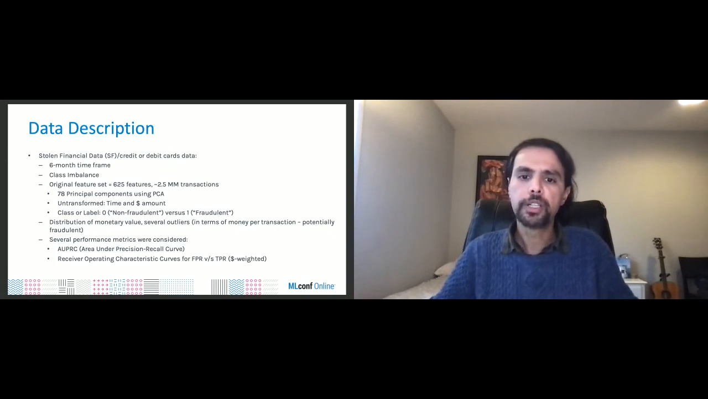And then we computed several performance measures, mostly AUPRC, the area under the precision-recall curve, and the receiver operating characteristic curve, which was dollar weighted. As I mentioned, it's important for us to catch high dollar value fraud with greater accuracy.